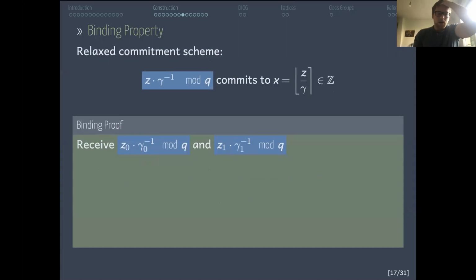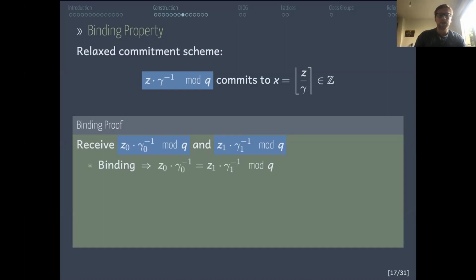I think this is also clear if we show binding. For this relaxation to be a commitment scheme, we need it to be binding. So how do we prove this? We have two commitments to some values, and inside the commitments we have z0 times gamma0 to the power of -1 mod q, and z1 times gamma1 to the power of -1 mod q. The only thing that we know is that these are equal as commitments.